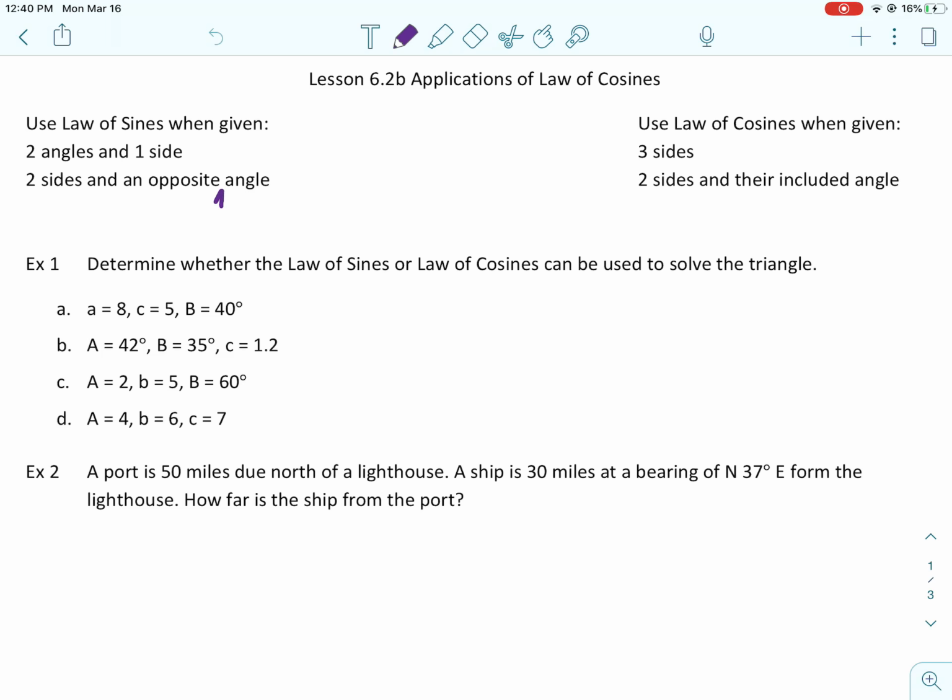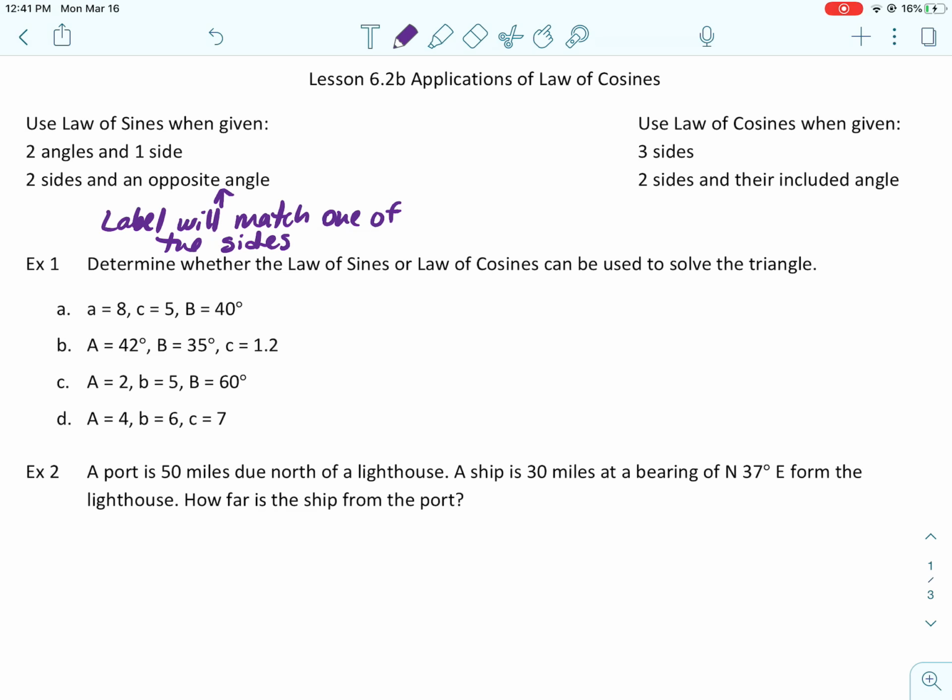And to determine that that is the opposite side, the letter of the angle will match one of the sides. Or we'll say label. Label will match one of the sides.